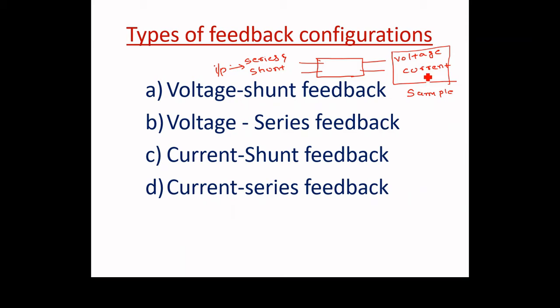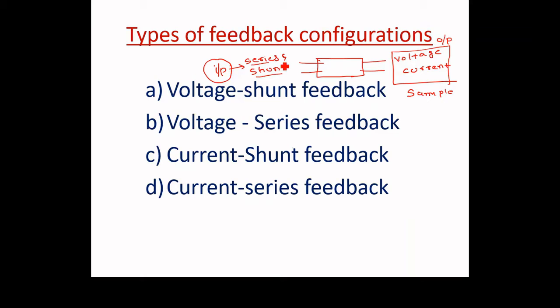The feedback sample, whatever sample we are taking, whether it is a voltage sample or a current sample, we can connect either in series or shunt configuration with respect to the input. So at the input side, how we are connecting the part of the output, whether in series or shunt, and at the output, which sample we are taking, voltage as a sample or current as a sample. Based on these two parameters, we classify the feedback configuration.